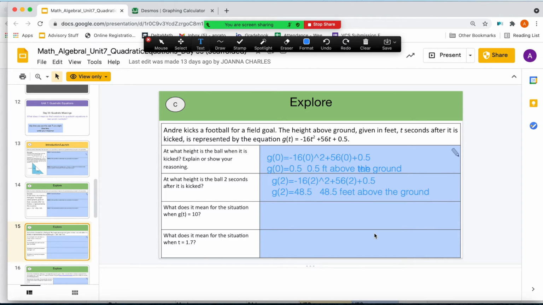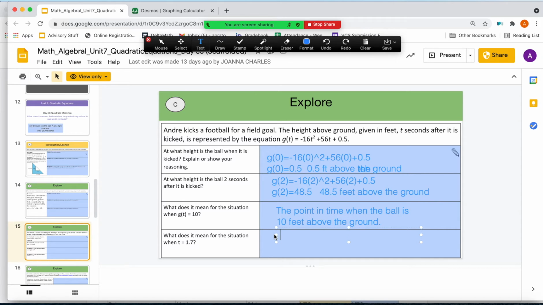Next question. What does it mean for the situation when g of t equals 10? Again, you can pause and answer this question on your own and then come back to the video, but I'm going to talk you through it. What does g of t represent? It represents height. So this is saying, what does it mean when the height is 10? It's not asking you to find anything. It's just asking, what does this mean? It means the point in time when the ball is 10 feet above the ground. The height is 10 at this point in time.